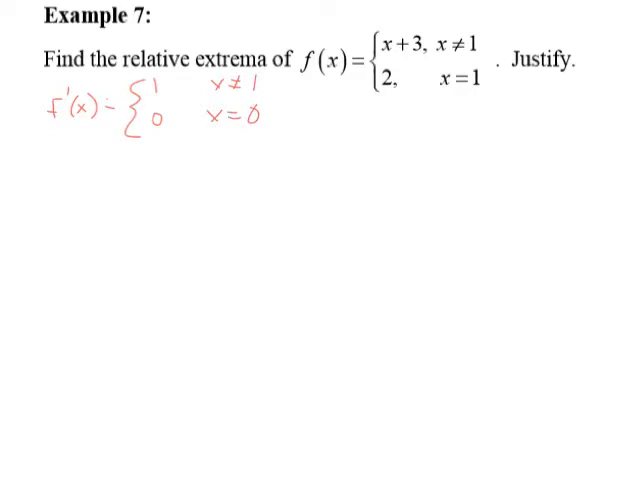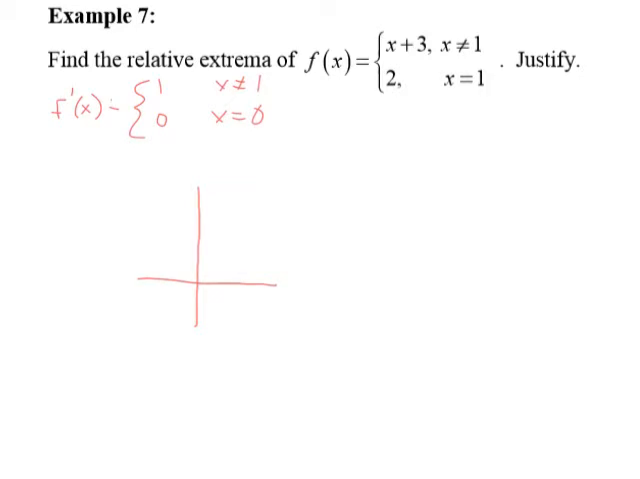So what we want to do is take a look at this graphically, and x plus 3 looks to be something kind of like this. We have a hole at 1, 2, 3, and at 1 we jump up to a value of 2. So there's what our graph looks like, and we can see graphically that we have a local minimum at x equals 1, because immediately to the left we are above, and immediately to the right we are above.